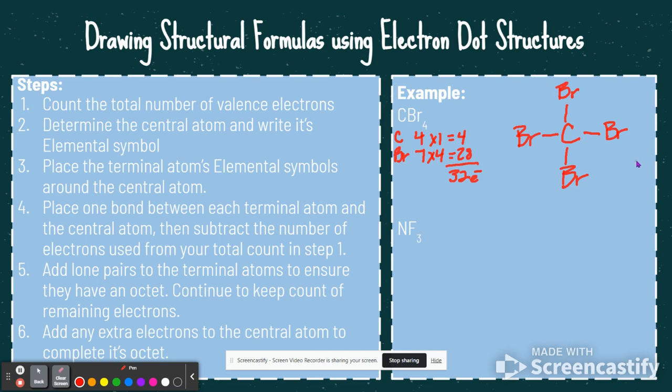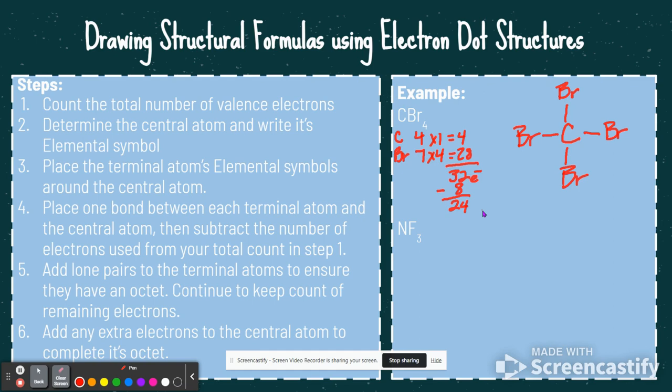Now, we're going to keep count of how many electrons we just used, and we're going to take that away from what we did in step number 1. So 2, 4, 6, 8. Remember, each line represents 2 electrons. So we're going to subtract 8, and we're going to be down to 24 electrons, okay? And so we've got 24 left to place, and we're moving down into step number 5.